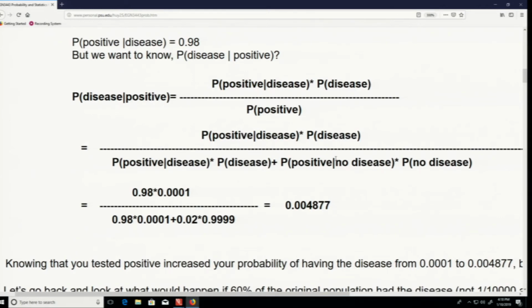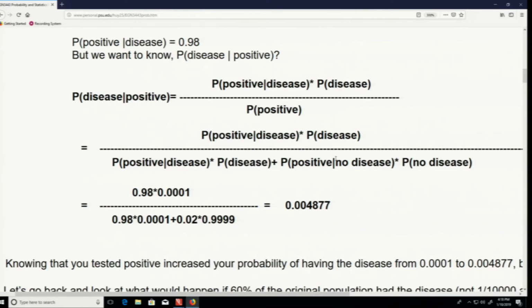So what is the probability, given the test is positive, that the person has the disease? If the test is positive, what is the probability this person has the disease? 0.48%. I'm using an extreme example to show you.